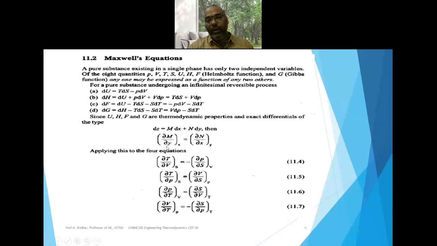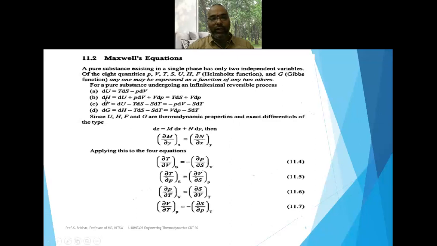Now what is the basic rule for a thermodynamic property? That is, ∂M/∂y with respect to x is equivalent to ∂N/∂x with respect to y. So now you substitute the values of M, N, x, y from the first equation, so that you are able to get 11.4.